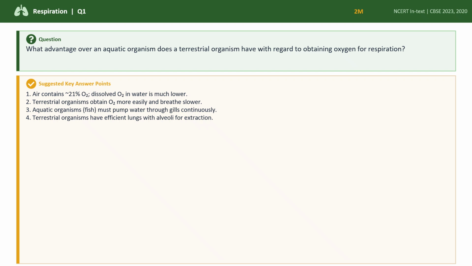Here we have given the marks also, like whether it is a 2 mark question, 1 mark question, 3 marks or 5 marks, and also in which year paper it came in your CBSE board examination. So this question has appeared in 2023 and 2020. Yes, let's start with the question.